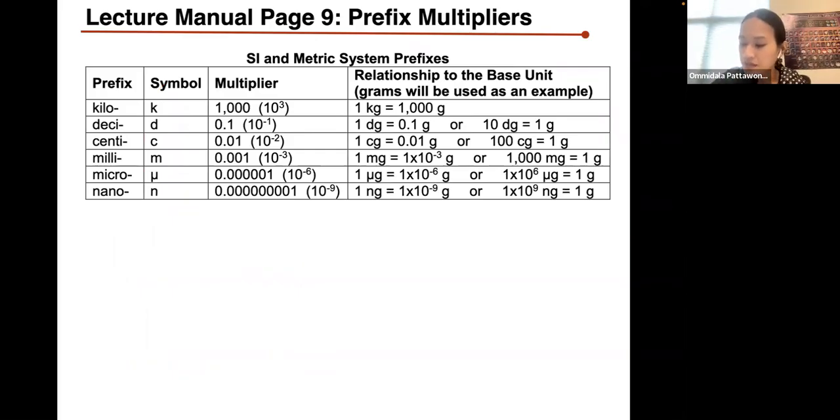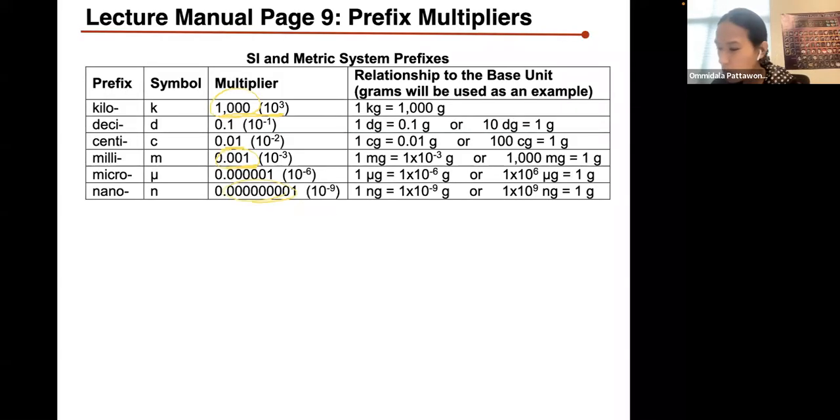All right, so now what does each of these prefixes mean? Kilo means 1,000. Deci means tenth. Centi means hundredth. Milli means thousandth. So this is 1,000 and this is thousandth, they're not the same. Micro means millionth, and this one means billionth.